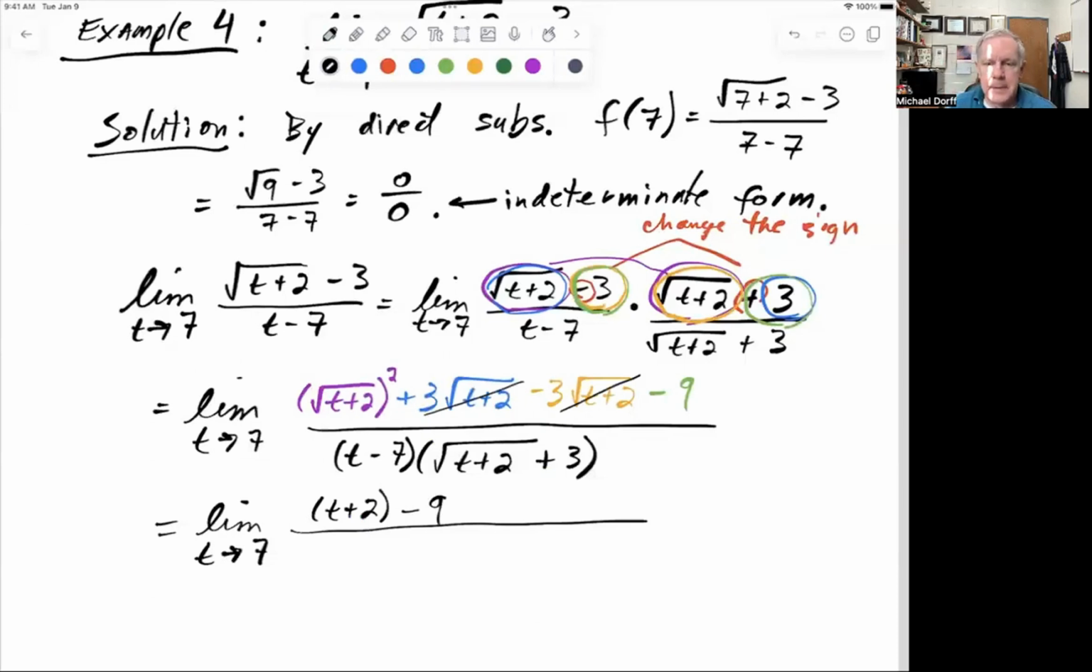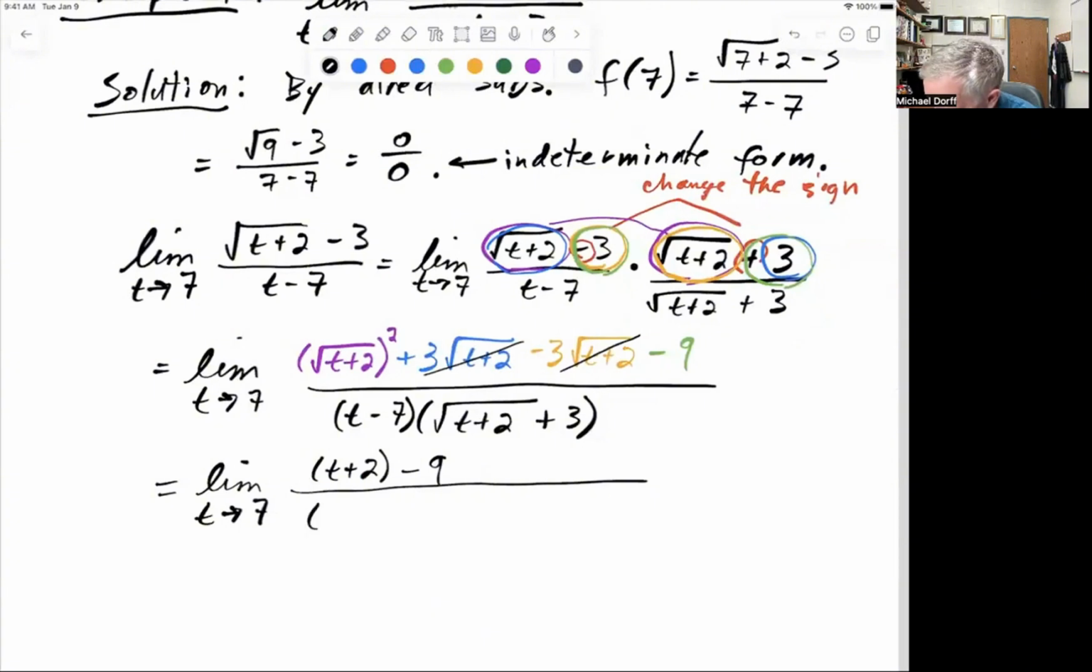The reason that always should happen, that those two middle terms cancel out, the plus 3 square root of t plus 2 minus the 3 square root of t plus 2, they cancel out because we picked the problem to multiply by the conjugate. If I choose the right conjugate, the middle terms will always cancel out. And I choose the right conjugate by doing, whenever I have that square root there, I just change the sign, in this case, from a minus 3 to a plus 3. All right. And then in the denominator, I don't do anything, just rewrite it down.